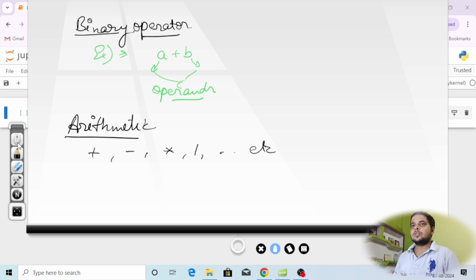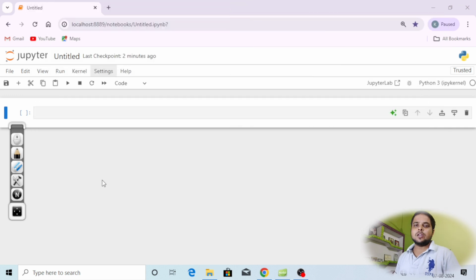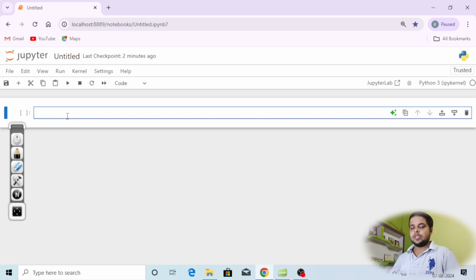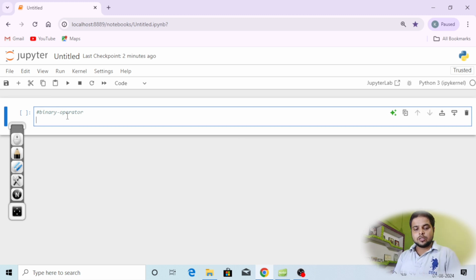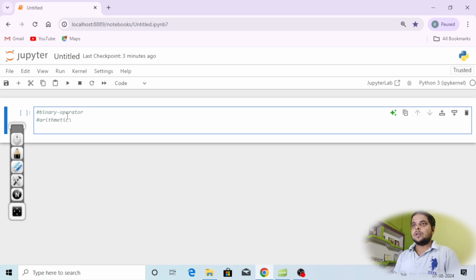Let's close this window and open Jupyter. The topic is binary operators, and the subtopic is arithmetic. First we take addition.